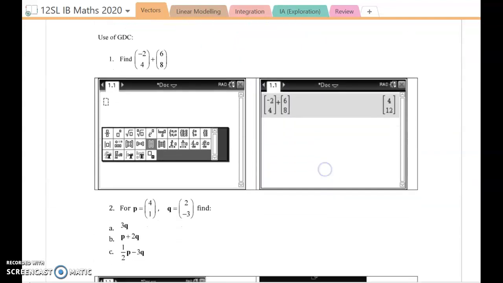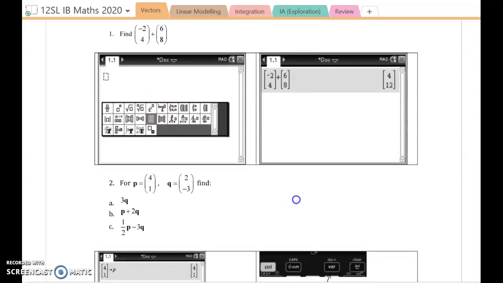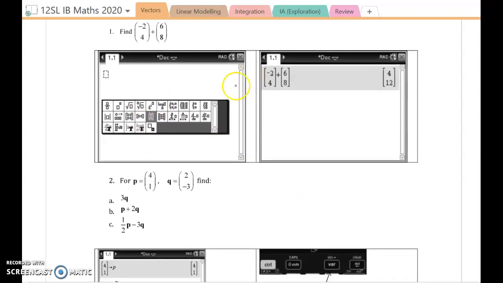You can write these vectors in component form using matrices. So you'll see in your GDC you've got the square brackets. Those would be synonymous with the round brackets. It's just two different forms. It's like if I put a bracket around bed, it's the same as if I write bed. Like it's the same thing.